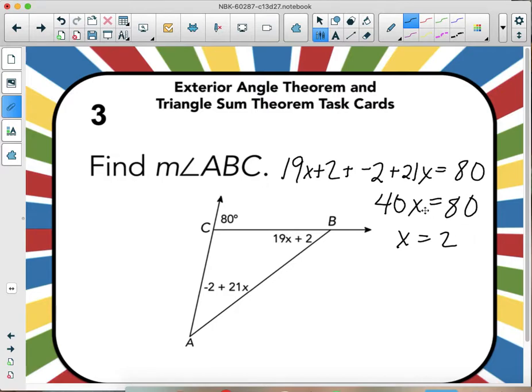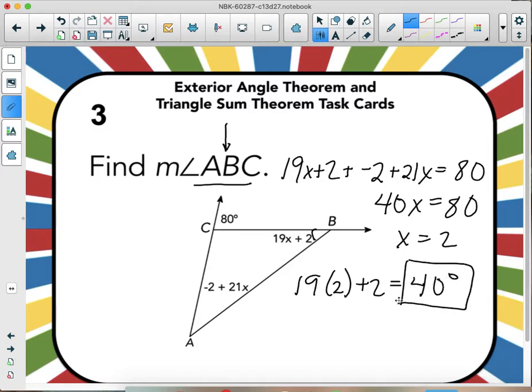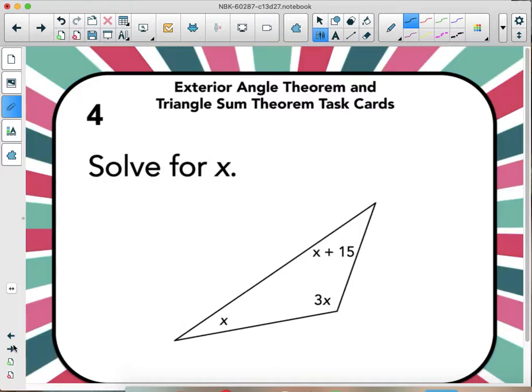But again, in this case, make sure you're looking to see what they're asking. They say find angle ABC. So for angle ABC, we look at the middle letter. B is my middle letter there, so B is the angle we're actually looking at. So I would plug this 2 back in and do 19 times 2 plus 2. 19 times 2 plus 2 would end up getting me 40. So I know ABC is 40 degrees. Again, exterior angle theorem: an angle on the outside, two remote angles on the inside.